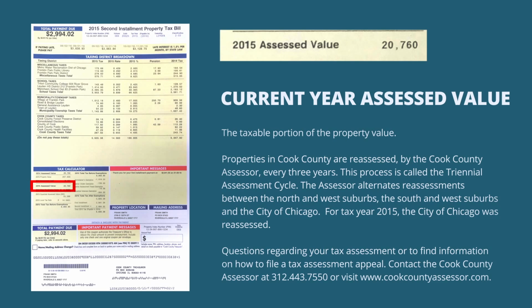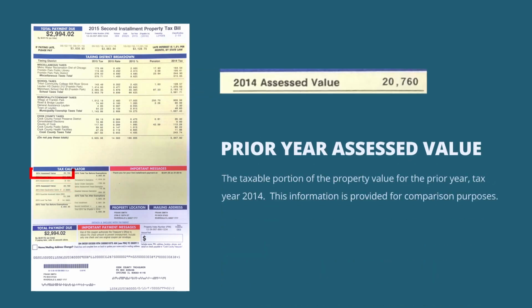Questions regarding your tax assessment or to find information on how to file a tax assessment appeal, contact the Cook County Assessor at 312-443-7550 or visit www.cookcountyassessor.com. Prior year assessed value. The taxable portion of the property value for the prior year, tax year 2014. This information is provided for comparison purposes.